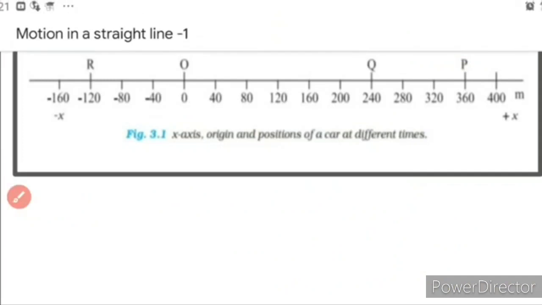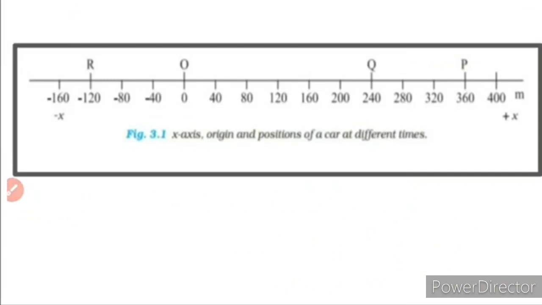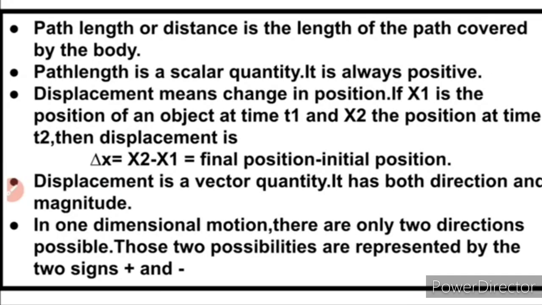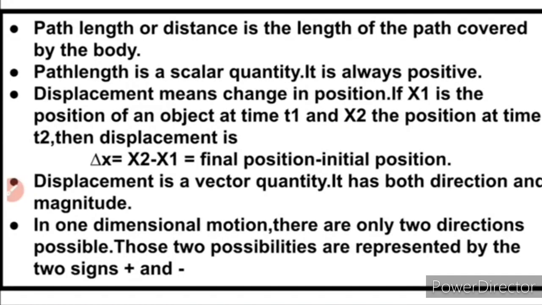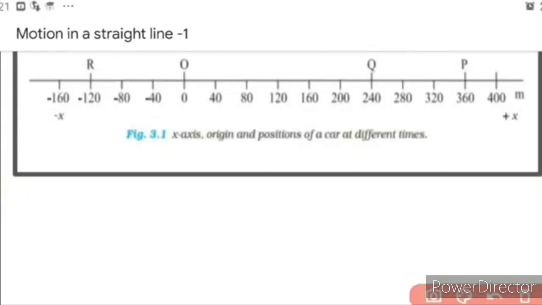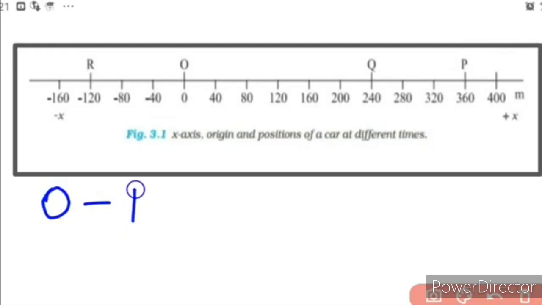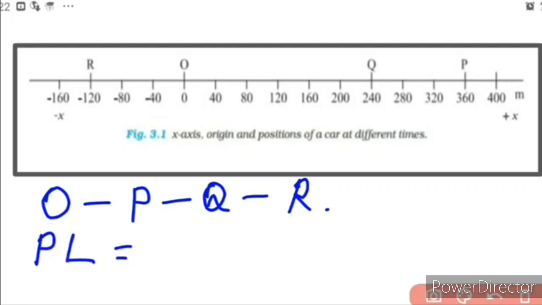Okay. Now we consider another motion, the motion from O to R. O to R means it goes from O to P, then from P to Q, then from Q to R. The thing is this, P and Q lie on the right hand side and R lies on the left hand side. So for this motion, what will be the path length? Path length will be what?